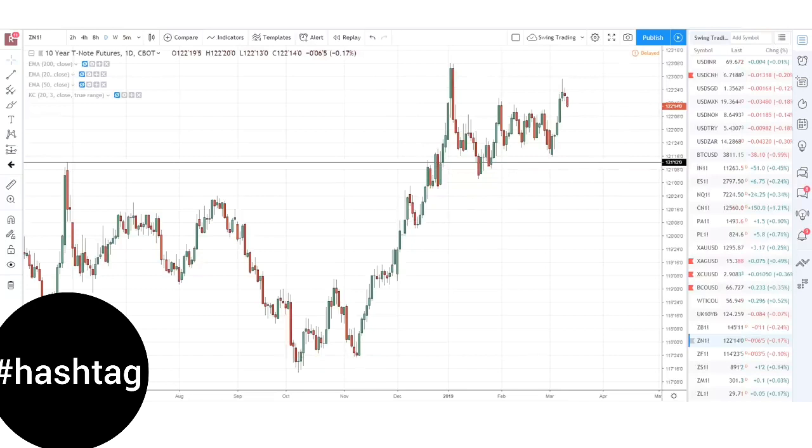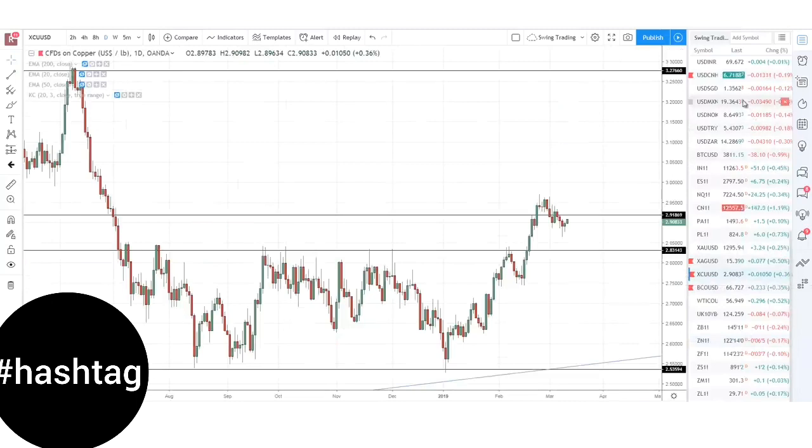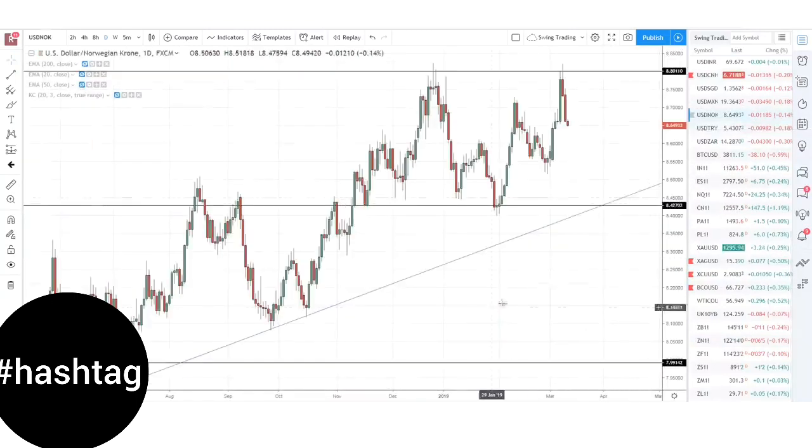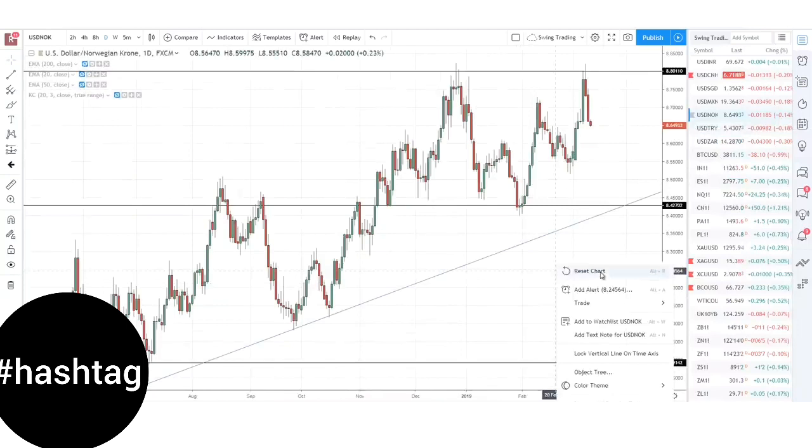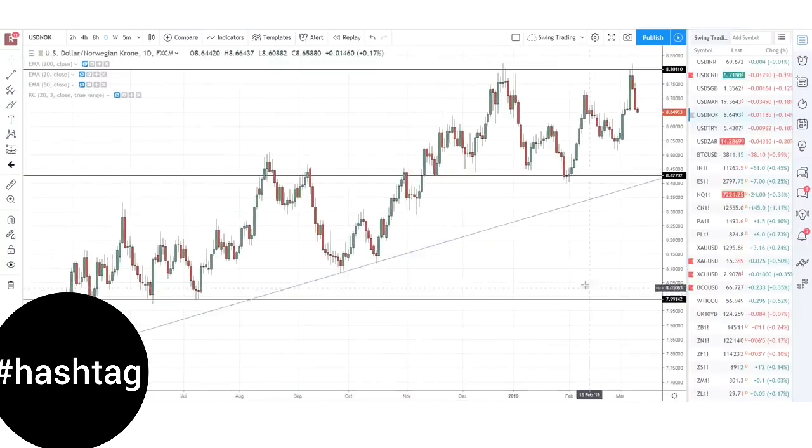Okay, so let's move on into one more straightforward example before we look into something more subjective. Okay, let's see, what else can I share? This one here. Okay, again, this is pretty straightforward. I just reset the chart.